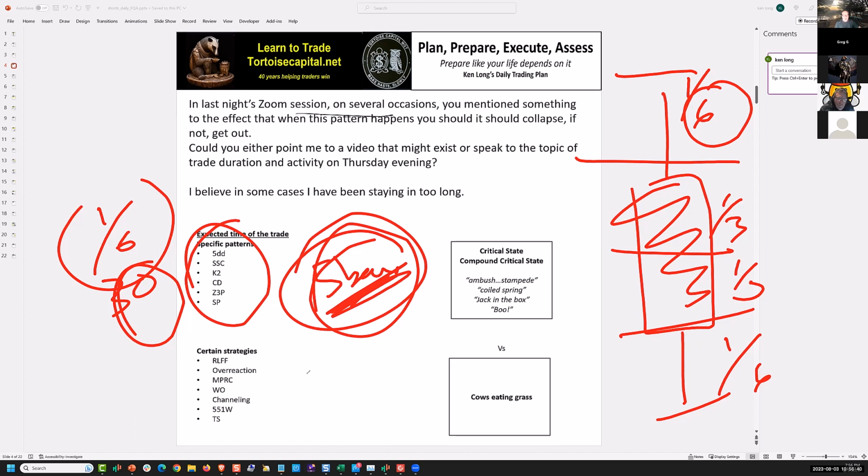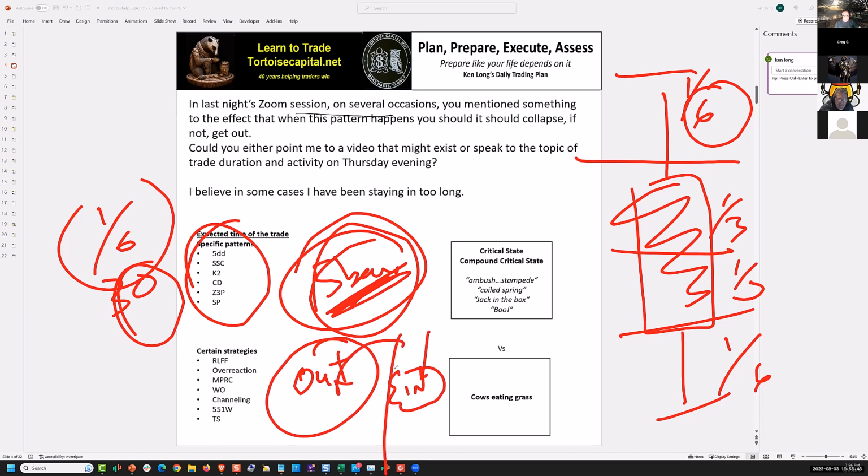And just remember, I would rather be out wishing I was in than in wishing I was out. So just get out and then re-enter. As long as you don't care about being right, you can be safe and active.